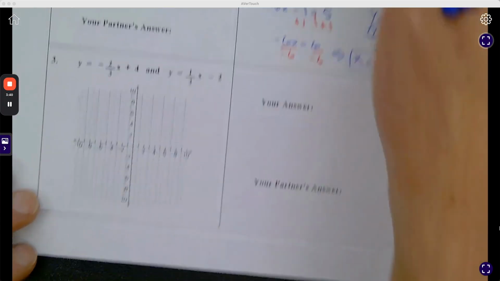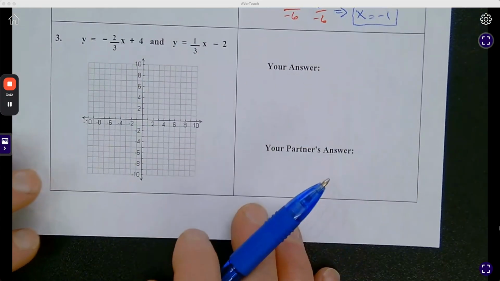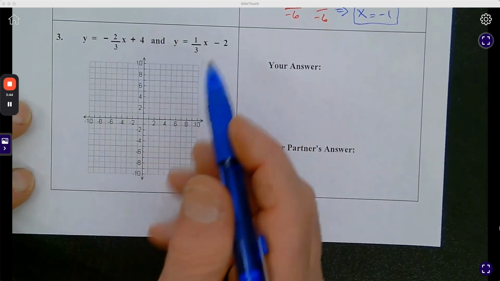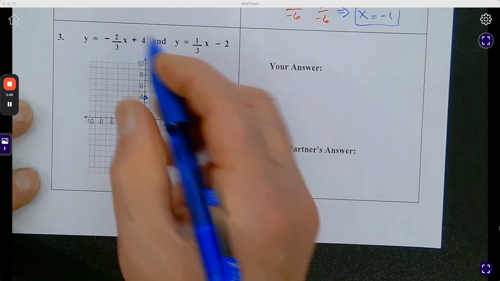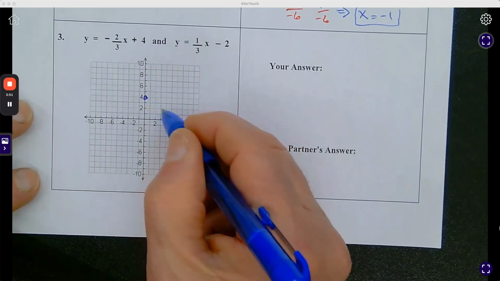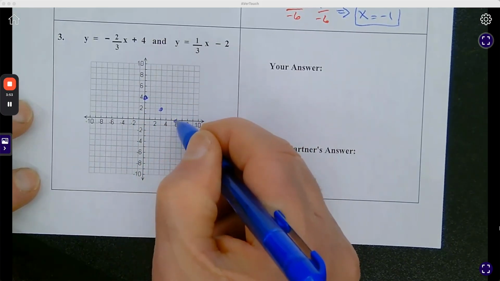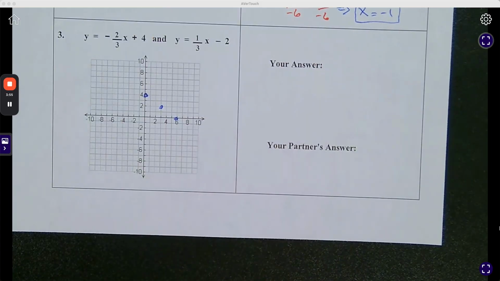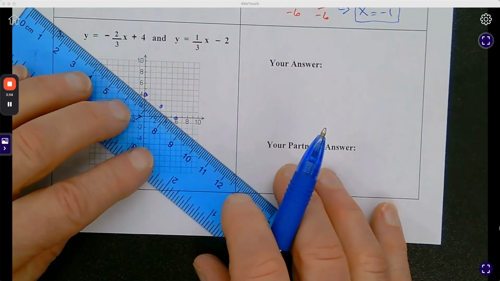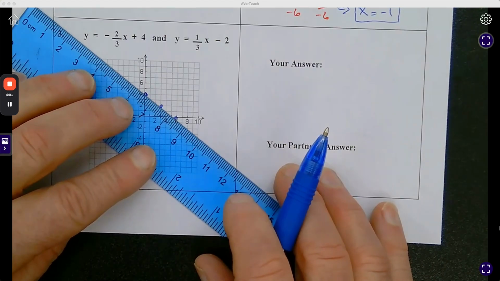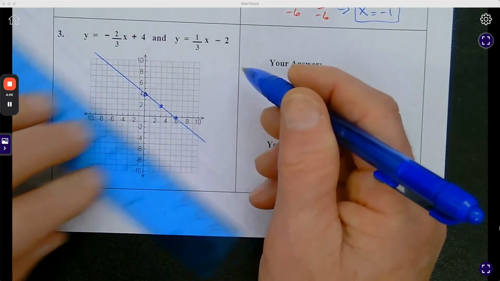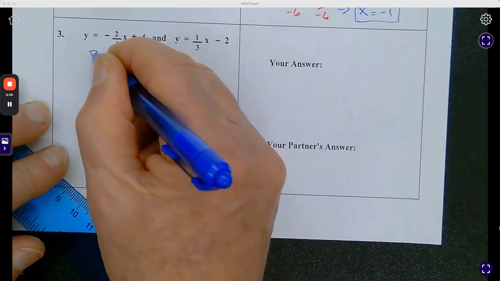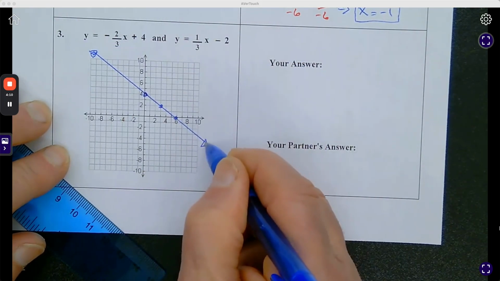Then I get to do a graphing method again. This has a y-intercept of 4, right there. And then I go down 2 and over 3 in the positive. Just like that. I'm going to graph it. Make sure, again, you're accurate. Shoot it all the way through. There's that. And there's that.